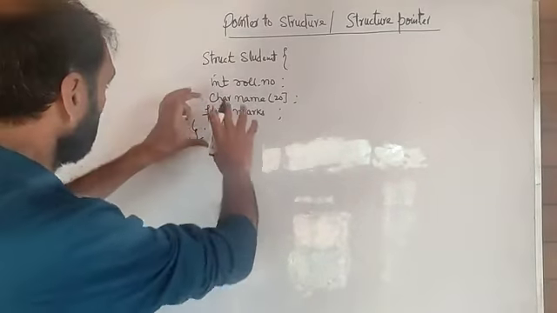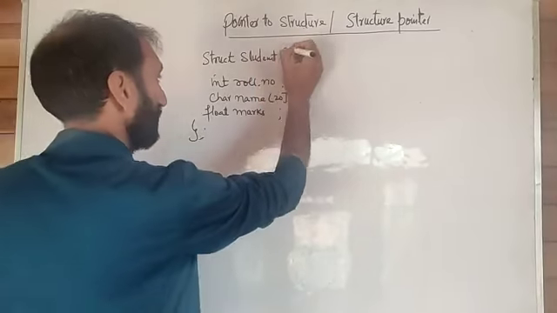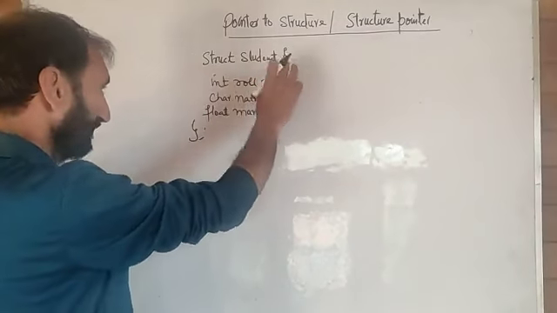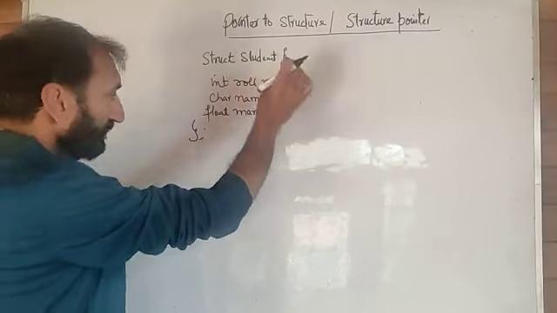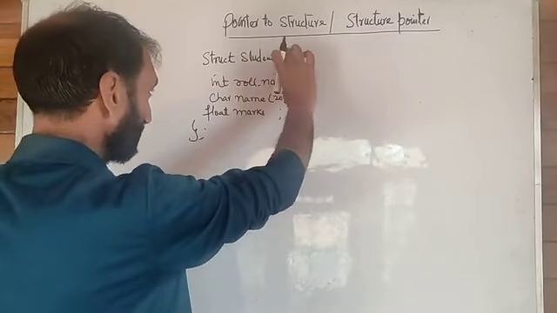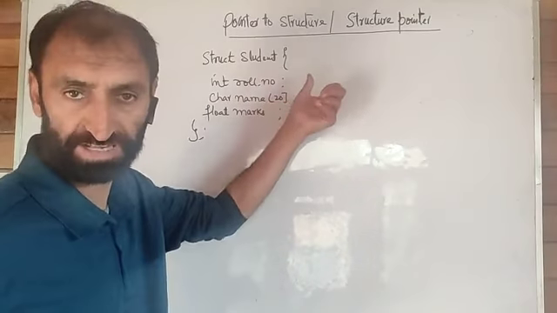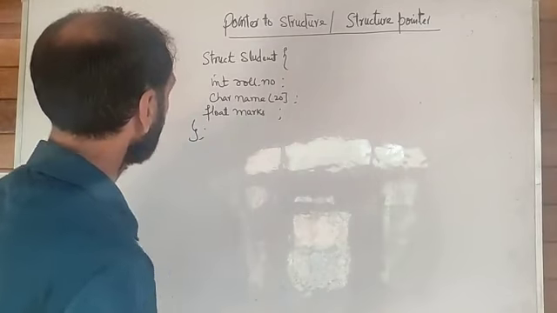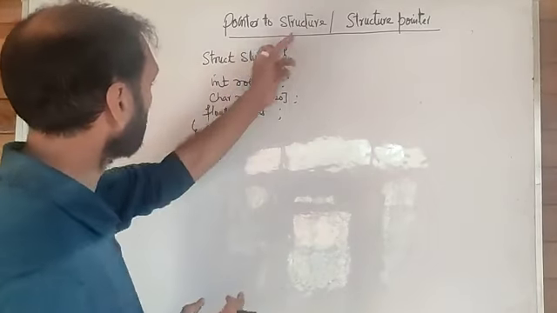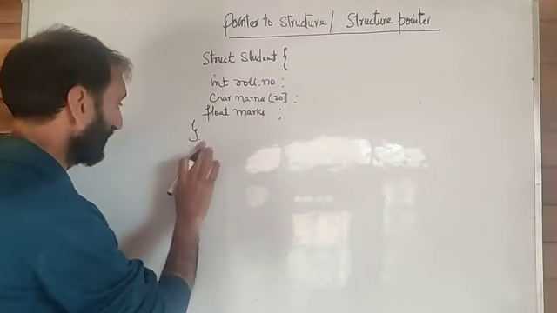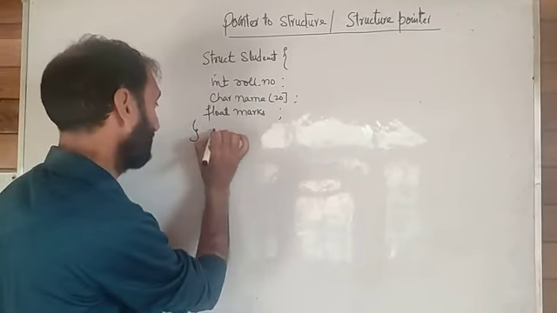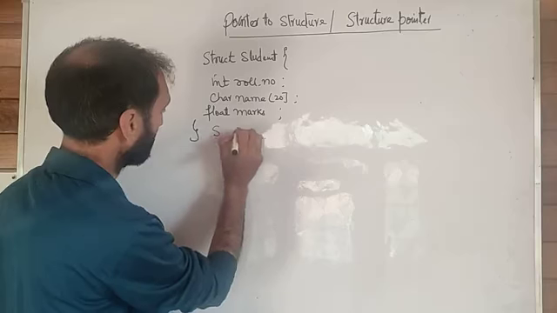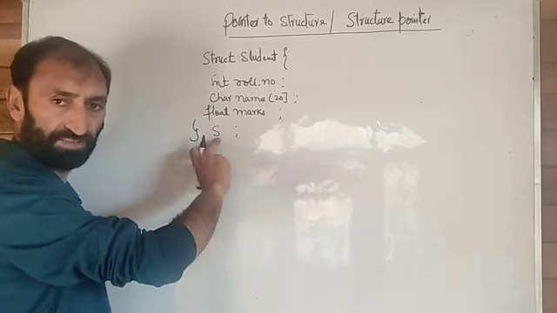Now, we can write these curly braces here or here. We can also write these curly braces here. It is also correct. So let us discuss it. Our topic is pointer to structure. As we have already discussed in the previous video, we can declare the variables of the structure here as well. For example, this is also correct.